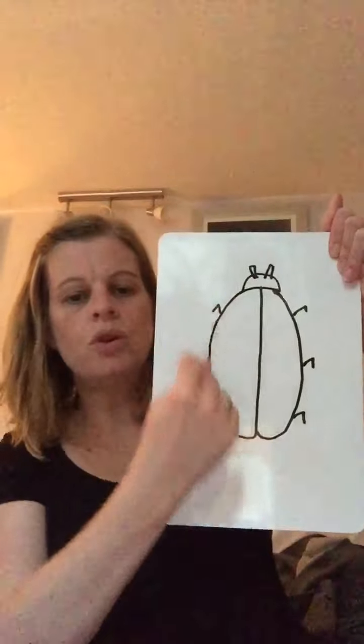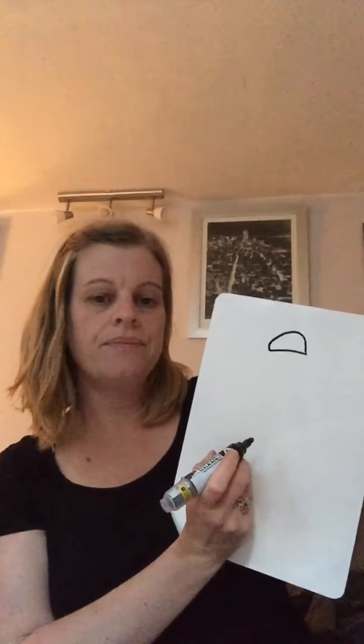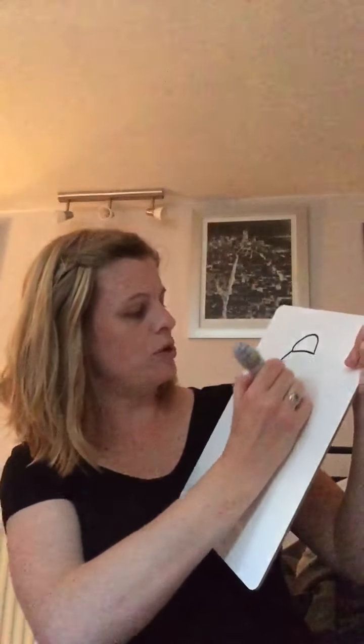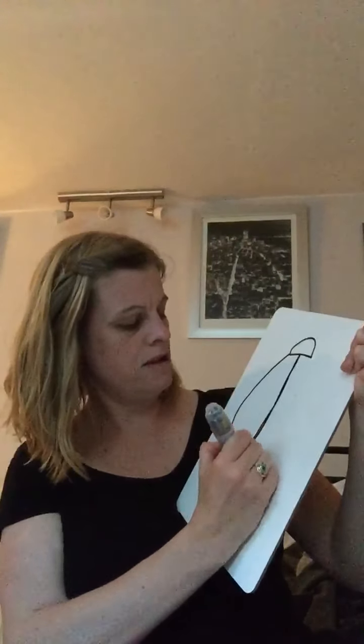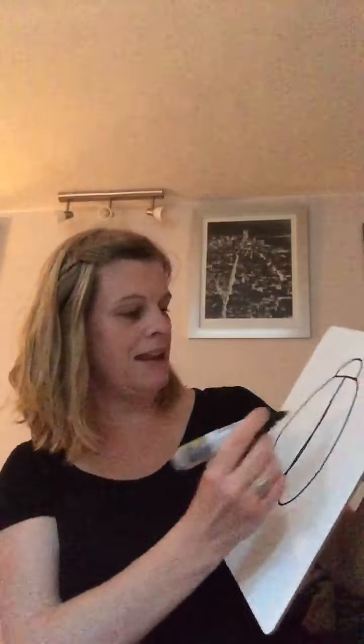Scott, shall I draw it with you? Let's draw it with you. So a ladybird has a little head. Head is like a semicircle, a half circle. And then they have one side of their body. And then they have another side of their body. And then, mine's not brilliant, they have antennae. And then they have 6 legs. 3 on one side and 3 on the other side.